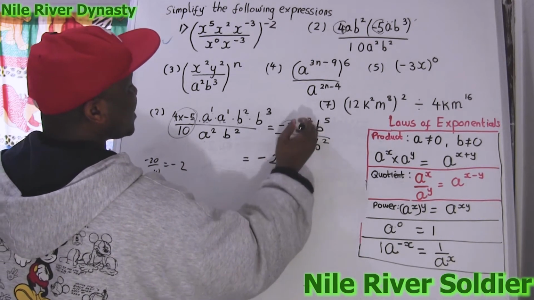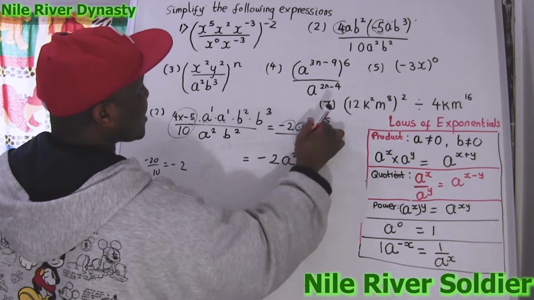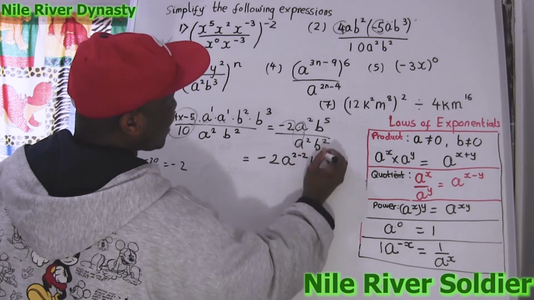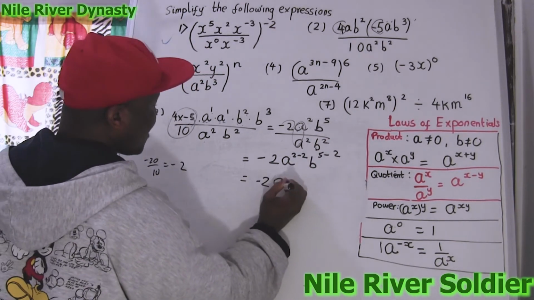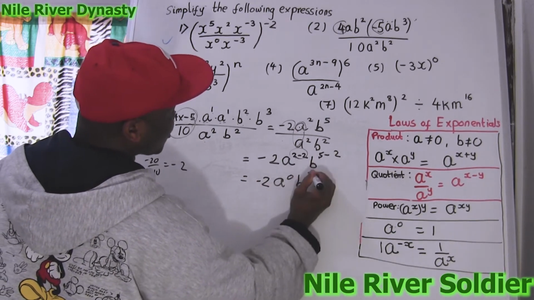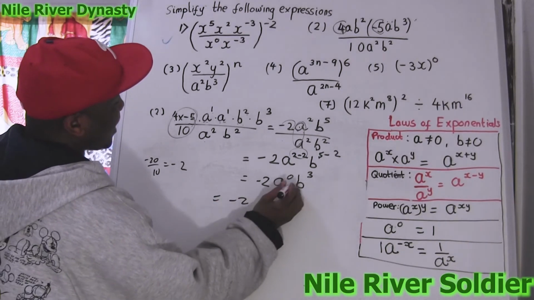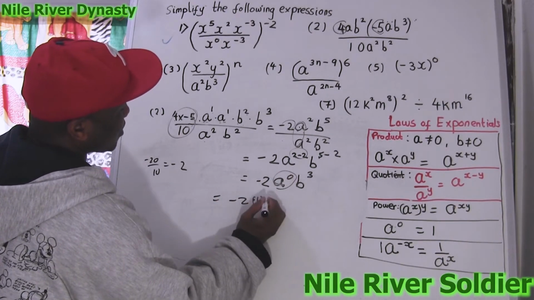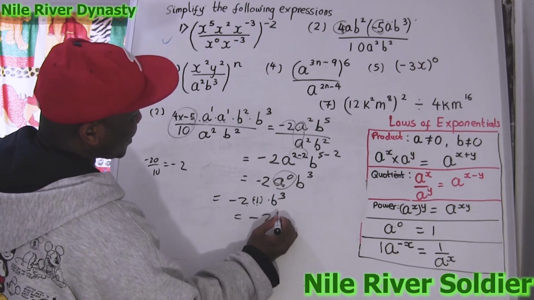The bases are the same, now for division I'm going to write only one base and take top minus the bottom. Here also I write only one base, top minus the bottom. So this is equal to negative 2, A power 0, because 2 minus 2 equals 0, and then B power 5 minus 2 equals 3. Any number power 0 equals 1. So negative 2 times 1 times B cubed equals negative 2 B cubed.